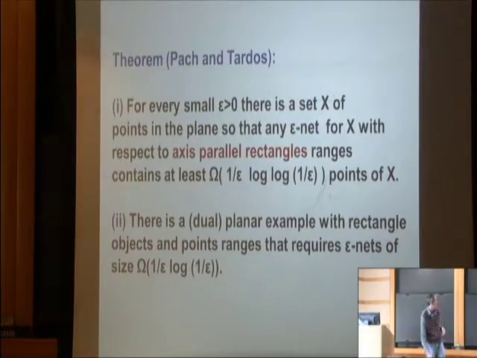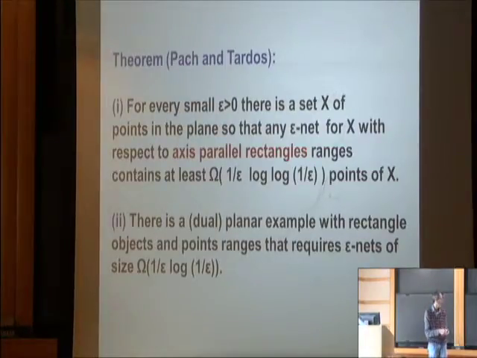Here's a newer subsequent result by Pach and Tardos. It's for some other geometric scenarios. For example, if you have axis parallel rectangles, so again, you have points in the plane and axis parallel rectangles, then sometimes you need a bigger bound. You need 1 over epsilon times log of 1 over epsilon, which log may look small, but it's much, much bigger than inverse Ackermann of 1 over epsilon. And there is a dual planar example, which is more complicated to describe, so let me not describe it, in which you really need 1 over epsilon times log of 1 over epsilon. So really, we need these extra terms.